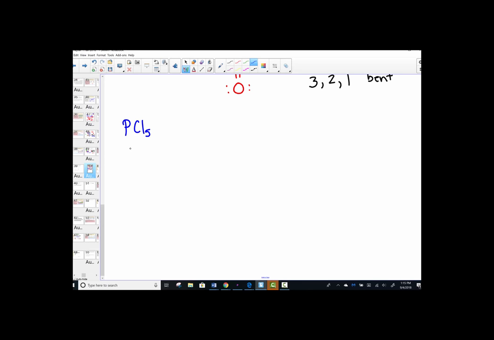Phosphorus lives in group 5A. Chlorine lives in group 7A, and I see 5 of them there. So I can see a total of 40 electrons that we place. Phosphorus goes in the center. It's the least electronegative element. And I have to attach back all 5 chlorines. I've expanded the octet of the phosphorus.